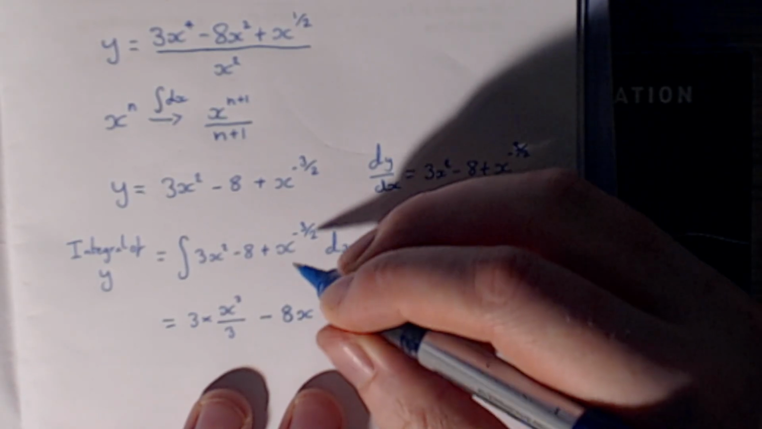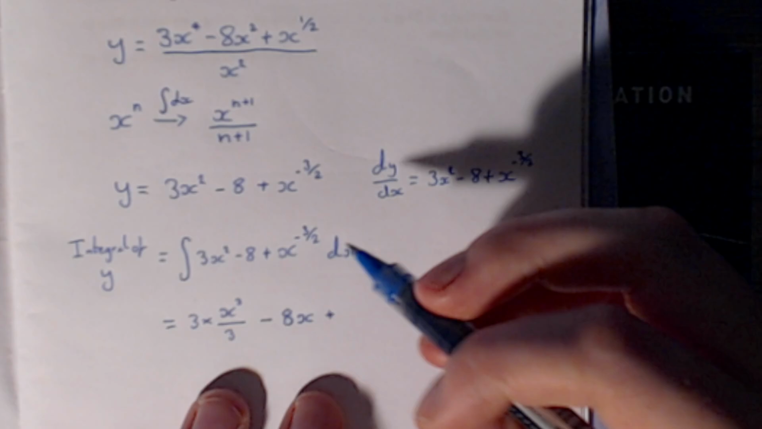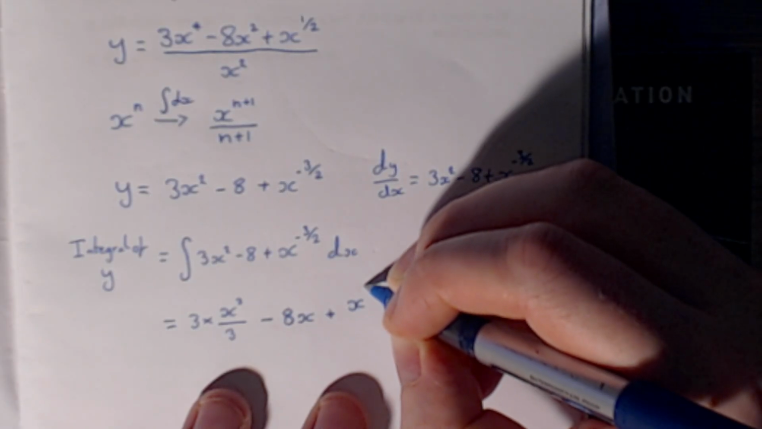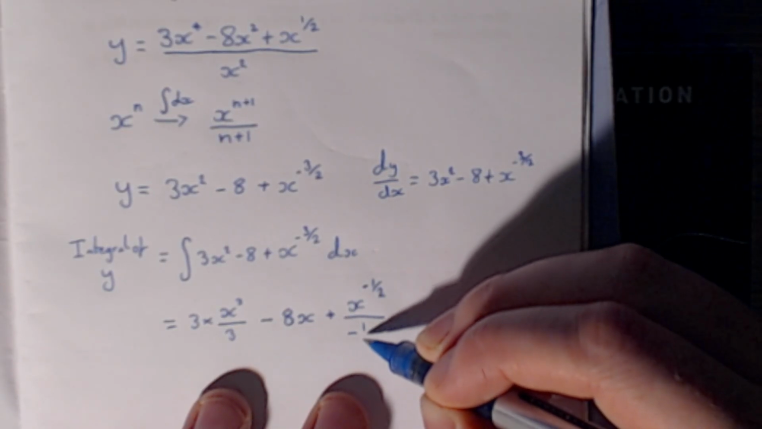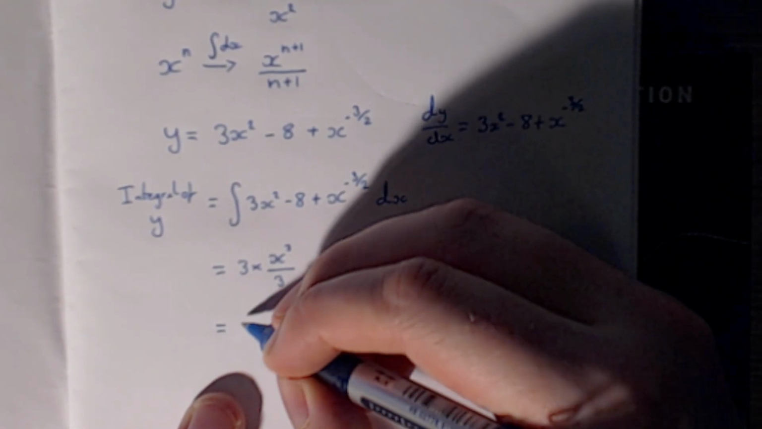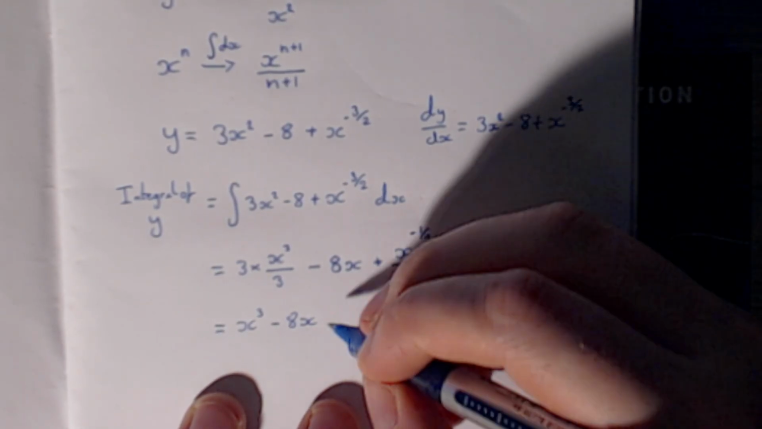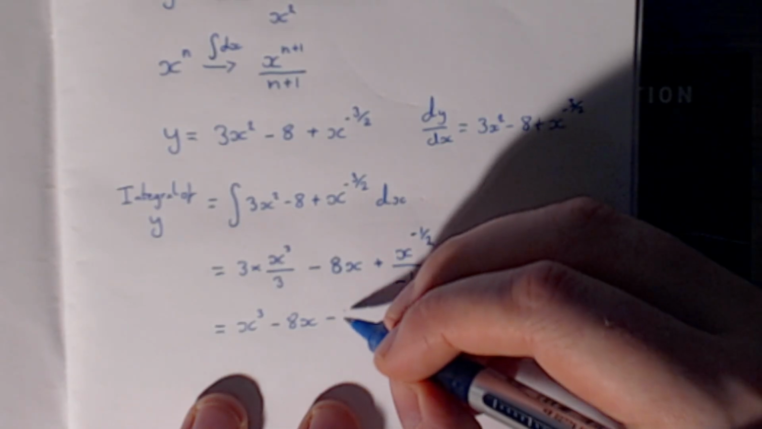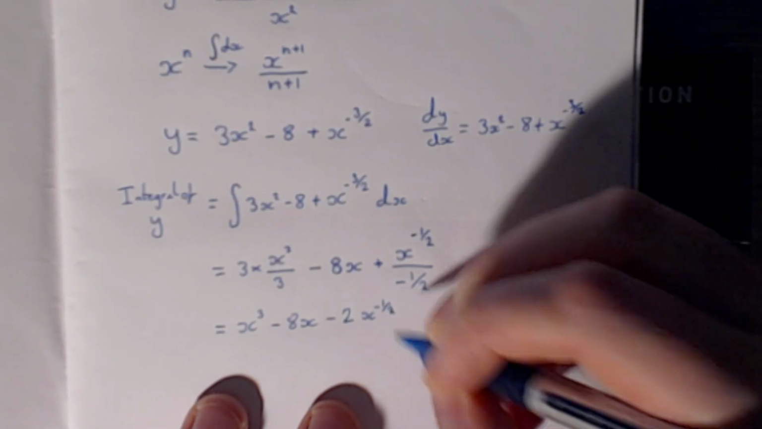And we're going to add to this x to the minus 3 over 2, but we're going to integrate that. So we need to increase that power by 1. So that's going to become x to the power of negative 1 over 2. And we're going to divide it by negative 1 over 2. Simplify this up a little bit. We get x cubed minus 8x minus, not a half, divide by a half, that's 2. So minus 2x to the negative 1 over 2.